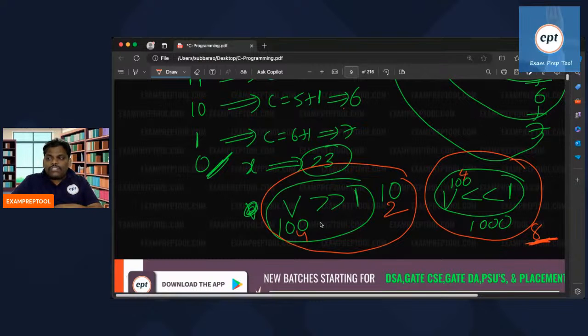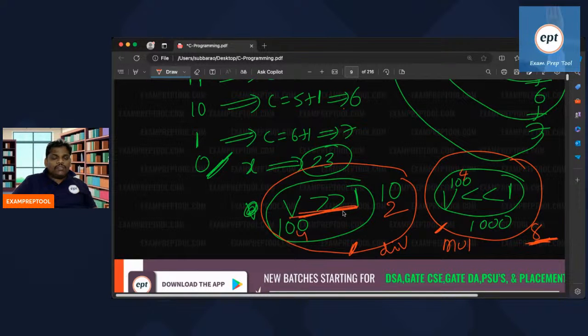When you say left shift, one more 0 is added on the rightmost place, which means multiply by 2. Here multiply, here divide. But remember, here V will not change because there is no assignment.